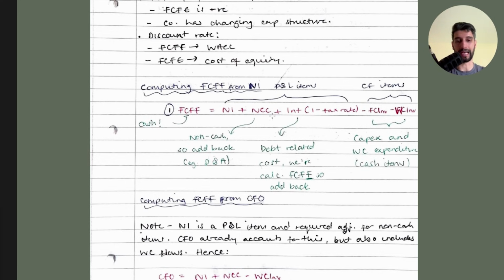So the first thing we do is add back non-cash charges, which makes sense. These are only accounting items. These are not impacting the cash of the company. So an example of that would be depreciation and amortization. Then we also add back interest times 1 minus tax rate. Now, a couple of things here. One, we're calculating free cash flow to the firm. So this is before any debt or equity related costs. Since interest is a debt cost, we're adding it back. So here I've called out that logic. And because interest is paid before tax is paid, it also has an associated tax shield, hence we do the 1 minus the tax rate.